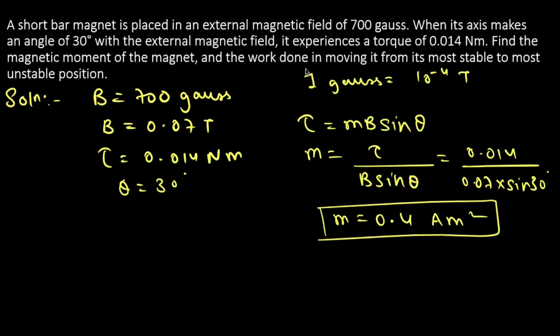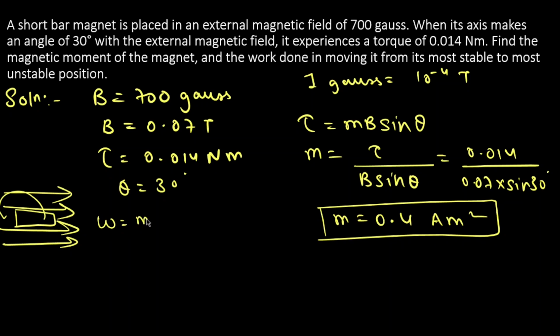And secondly, we need to find out the work done in moving it from the most stable to the most unstable position. So we know for a magnetic field B, if you place a bar magnet, it will always try to align with the magnetic field. That is, its potential energy will be minimum along the magnetic field. Now if you try to move it opposite to the magnetic field, that is by 180 degrees, it will be at its most unstable position and its potential energy will be maximum. So we need to calculate the work done for that. So W will be mB (cos theta 1 minus cos theta 2).